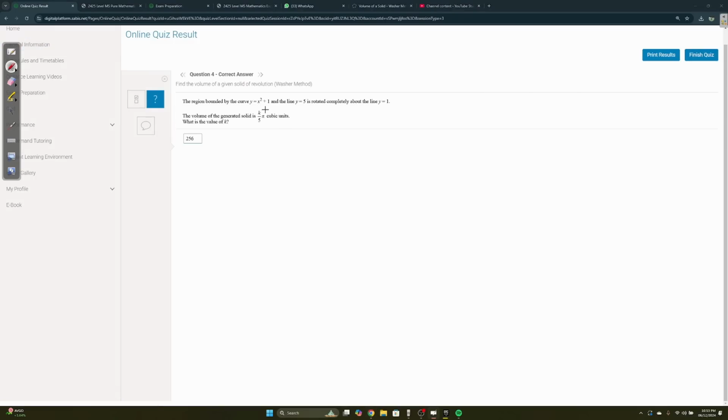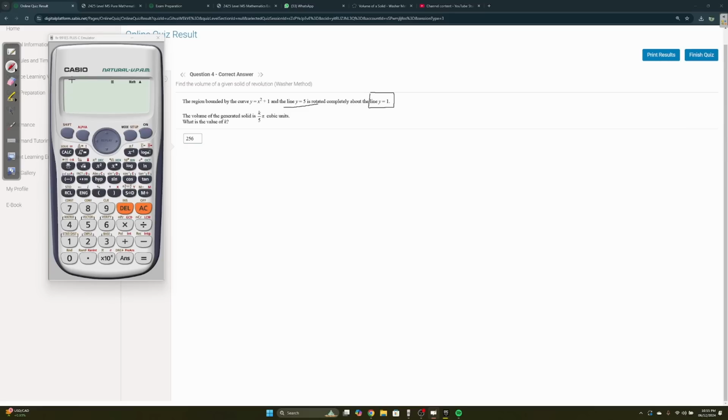Anyway, another question. The region bounded by the curve y equals x squared plus 1 and the line y equals 5 is rotated completely about the line y equals 1. The volume of the generated solid is k over 5 pi cubic units. What's the value of k? We're rotating about the line y equals 1. This is where stuff starts to get tricky, so I was a bit unsure of this, so I went and checked it.